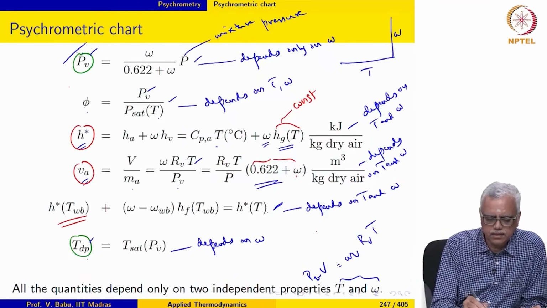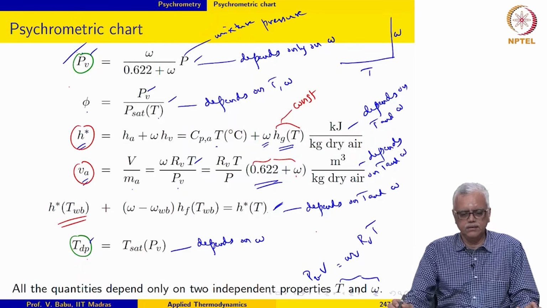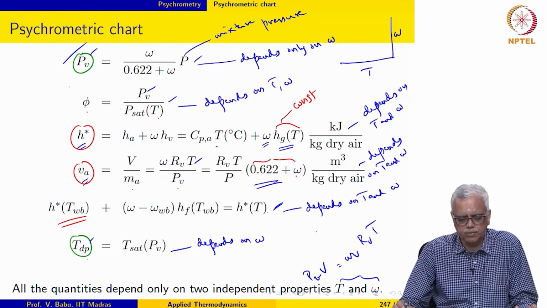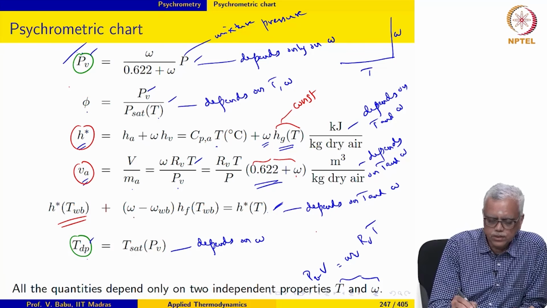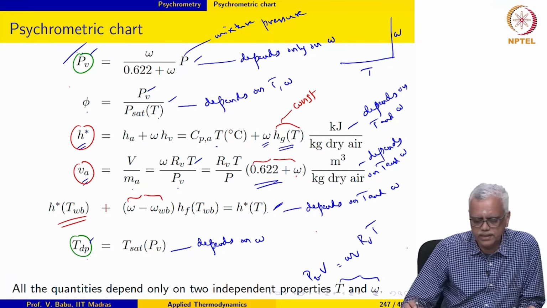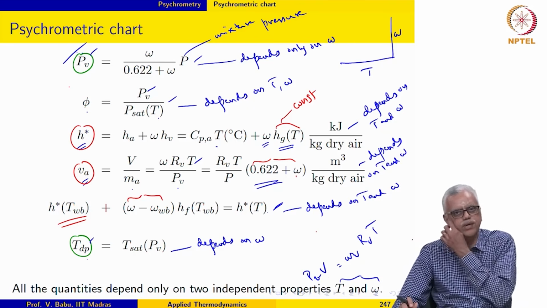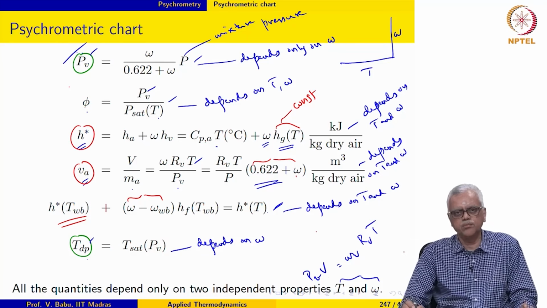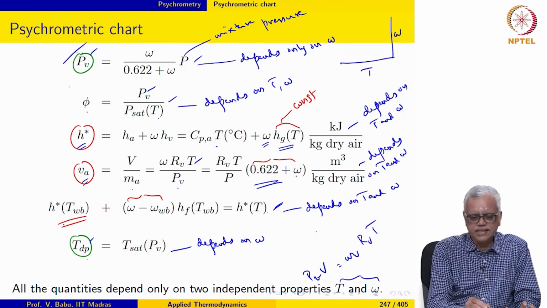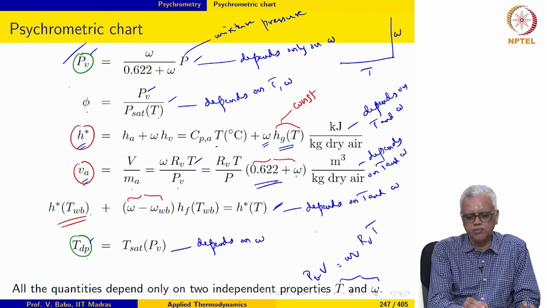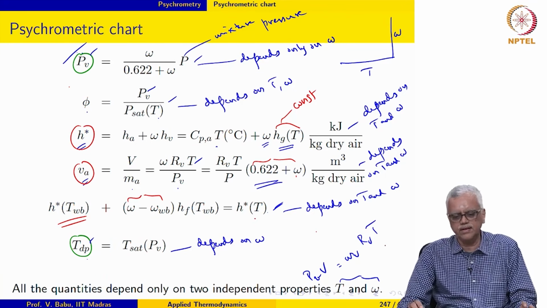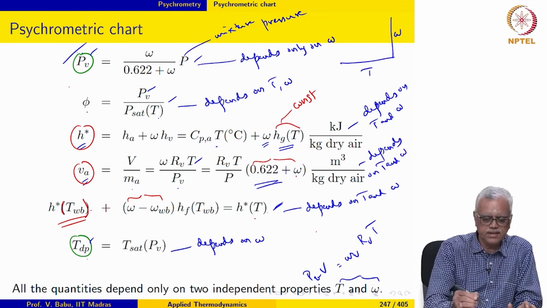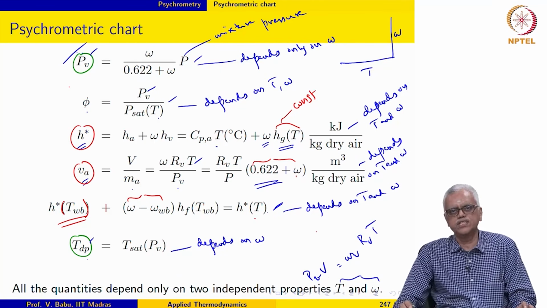So, the next expression that we are going to look at is the expression for wet bulb. Now, if you look at this expression, this quantity omega minus omega wet bulb is likely to be a very small number. So, the second term probably is negligibly small, which means that lines of constant wet bulb temperature will coincide with the lines of constant h star. So, as you can see here, lines of constant T wet bulb coincide with h star of T.